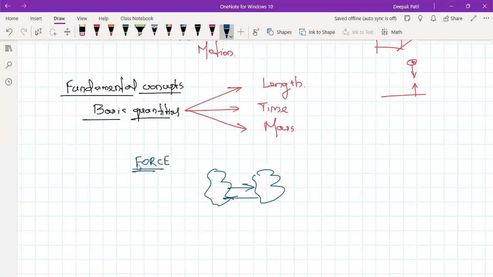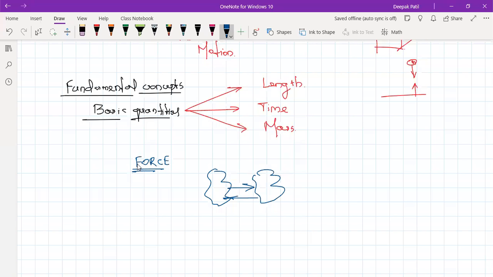There could be another body, or it could be you who are pushing or pulling one body. That kind of push or pull exerted by one body on another body is termed a force. Now this interaction can occur when there is direct contact between the bodies, such as a person pulling a wall, or it can occur through a distance when the bodies are physically separated.